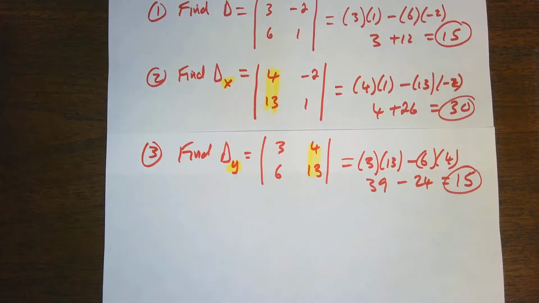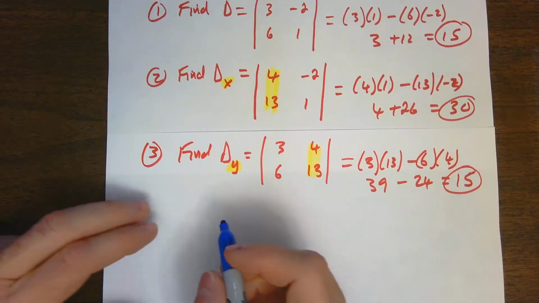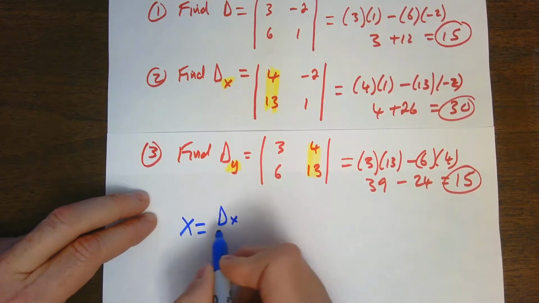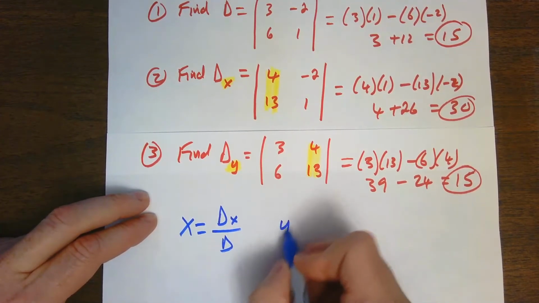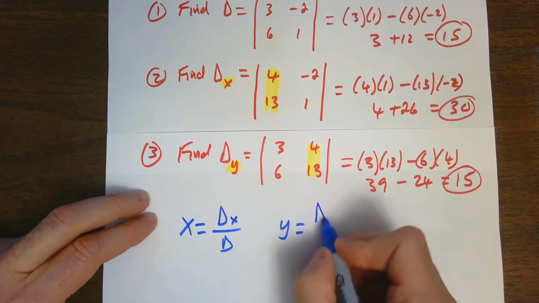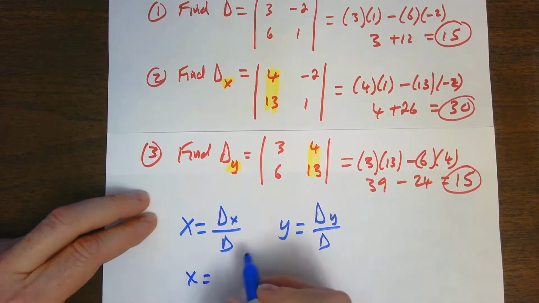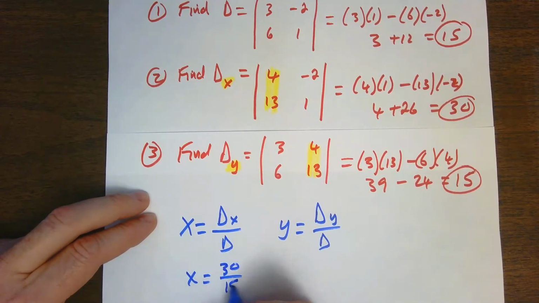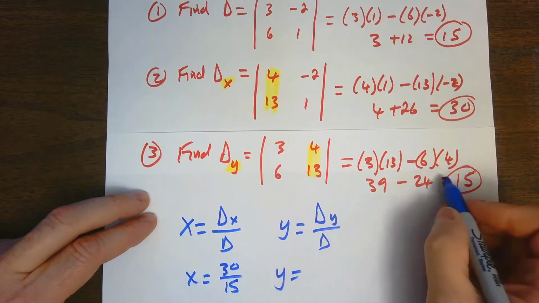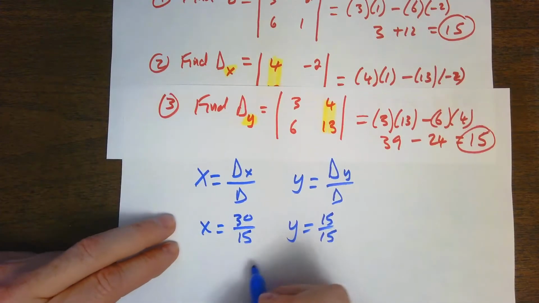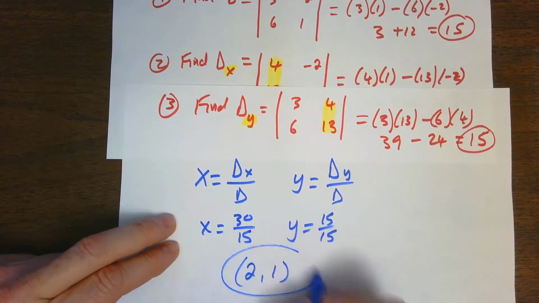The solution says that the x value at my solution is d sub x over d. The y value of my solution is d sub y over d. In other words, the x value is d sub x, which is 30 over 15, and y is d sub y, 15 over 15. Ladies and gentlemen, the solution to this system is the point (2, 1).